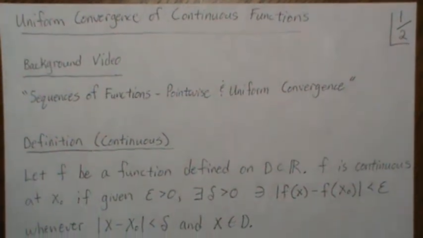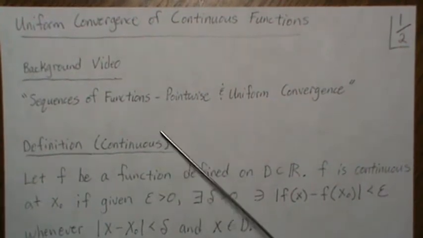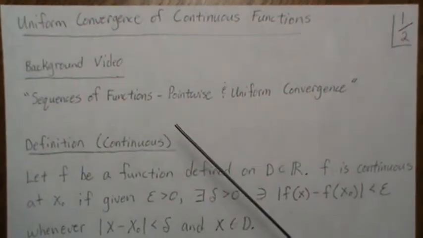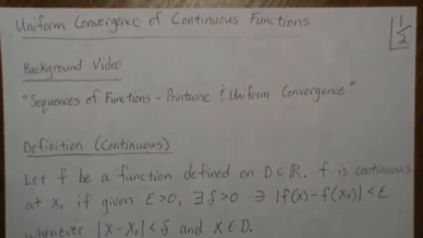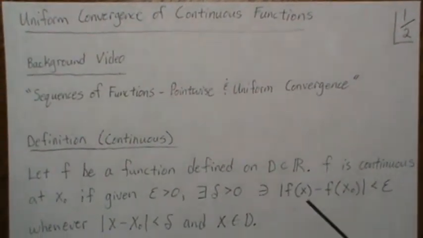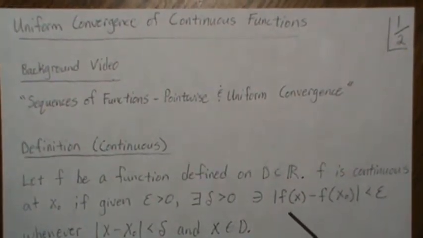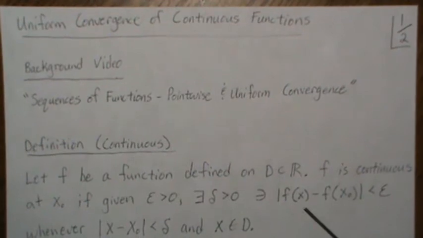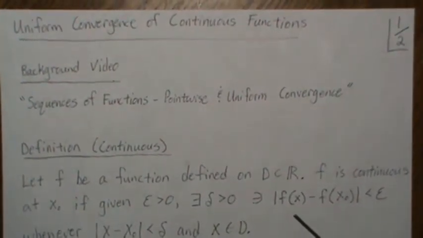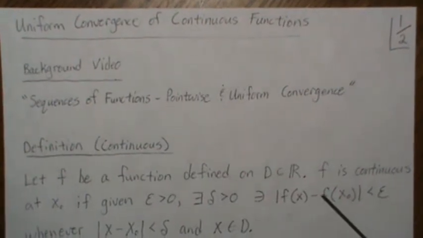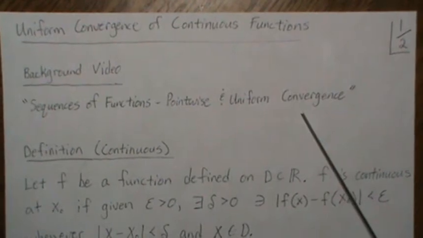In this video, we're going to look at the uniform convergence of continuous functions. I have a background video called Sequences of Functions, Pointwise and Uniform Convergence. And we noted that if we have a sequence of real numbers that converges, then not many properties carry over from the convergent sequence of functions to the function it converges to. So we introduce some new properties.